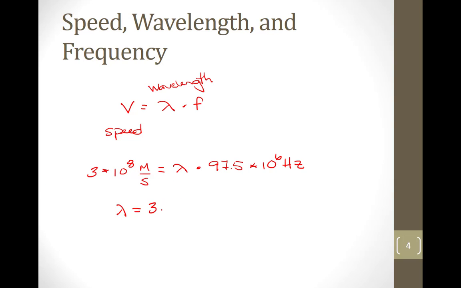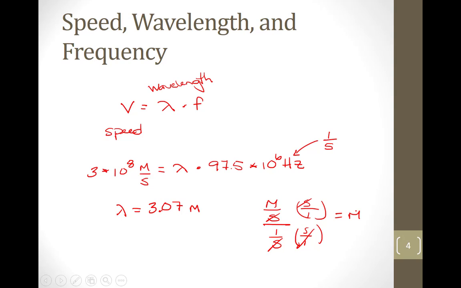And that gives me 3.07 meters. And now you may be looking at the units and going, huh? Okay, so the thing to remember is the unit of hertz is by definition 1 over seconds. So if I take meters per second and divide by 1 over seconds, that's the same as multiplying by seconds. Everything here cancels, and I'm left with just units of meters. So it really does all work out.